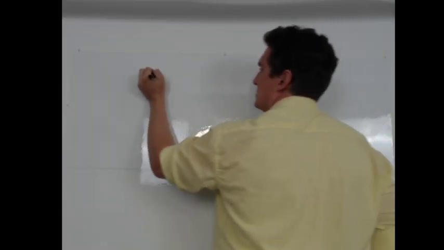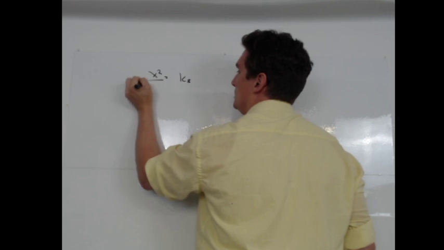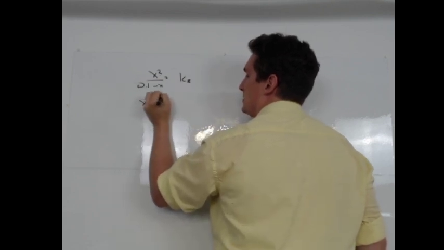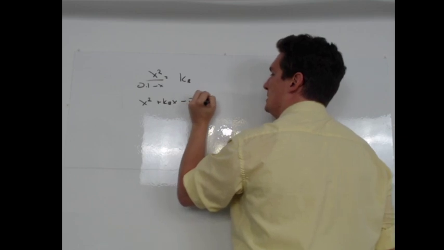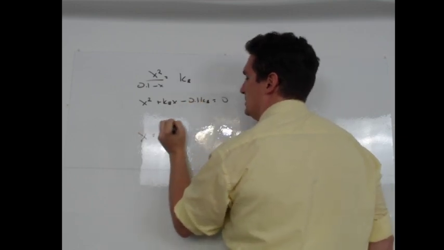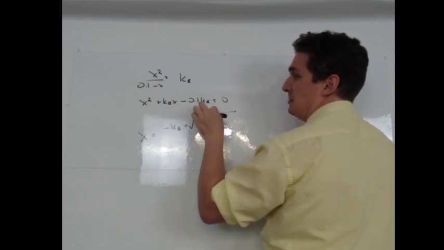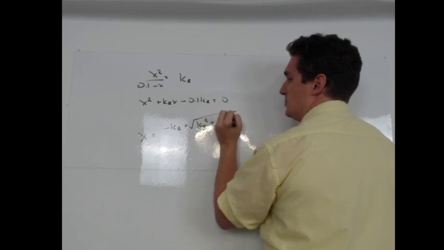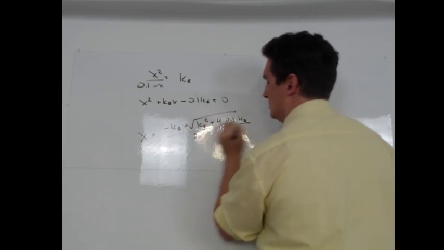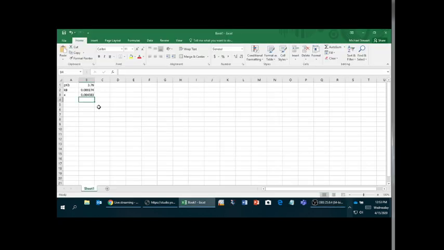Where that comes from, we get x squared over 0.1 minus x equals Kb. So we get x squared plus Kb x minus 0.1 Kb equals 0, quadratic equation. So x equals negative Kb plus the square root of Kb squared plus, and it's going to be a plus here because of the negative, 4 times 0.1 times Kb, all over 2. So this is what my x value ends up being, which is, not coincidentally, the concentration of OH minus. So the pOH here is just the negative log of that number.